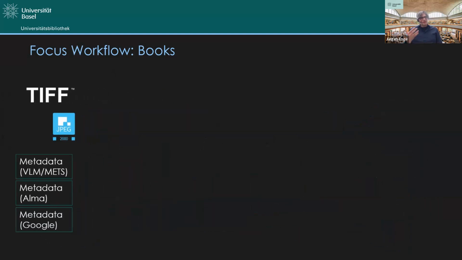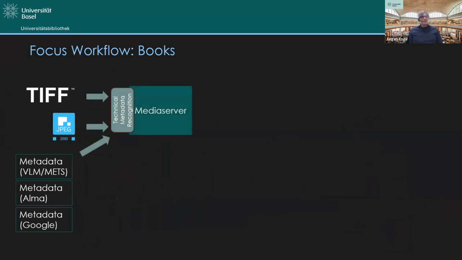So what do we have after this initial step of digitization? We have TIFF files, we have JPEG 2000 files, we have structural metadata from Google and from the Library Manager, and we have metadata from our library catalog. So metadata and especially TIFF files we send to our so-called media server. The ingest does a quite exhaustive technical metadata recognition, and then we have all our media files in this server.